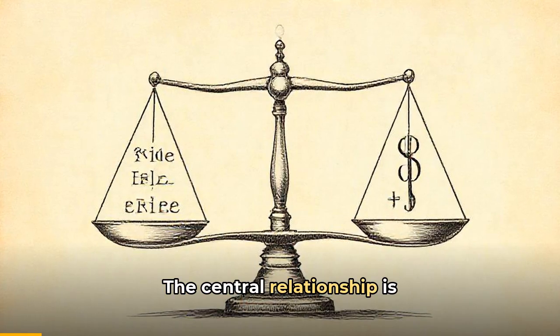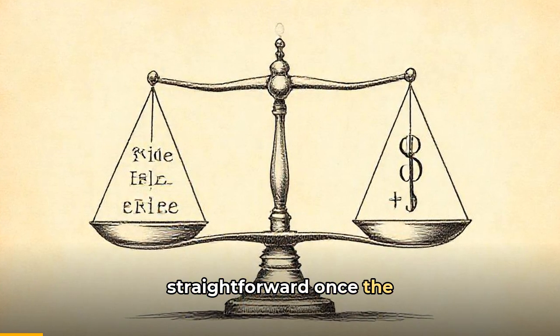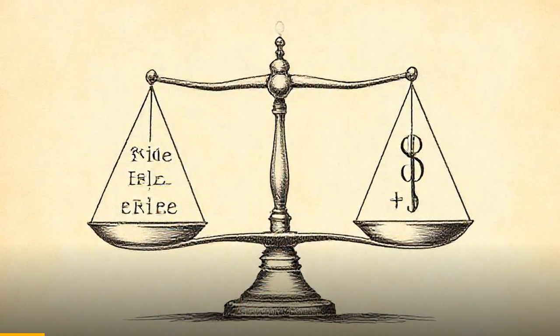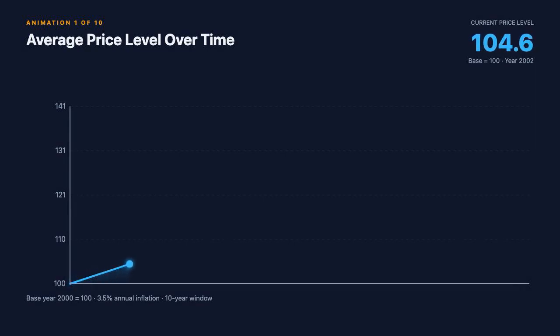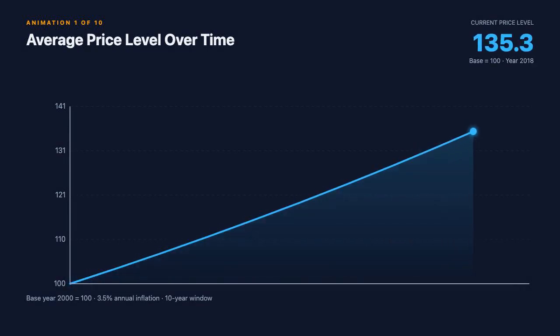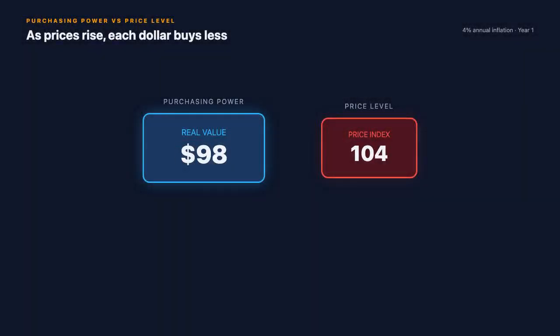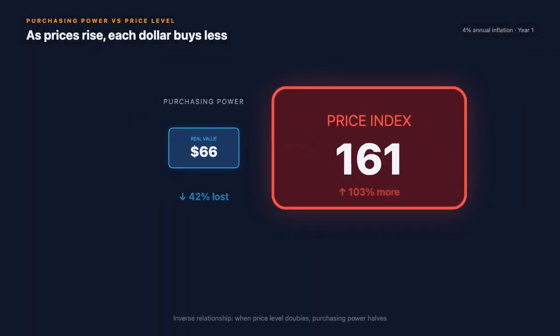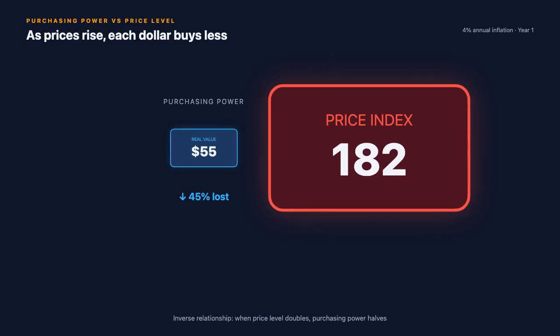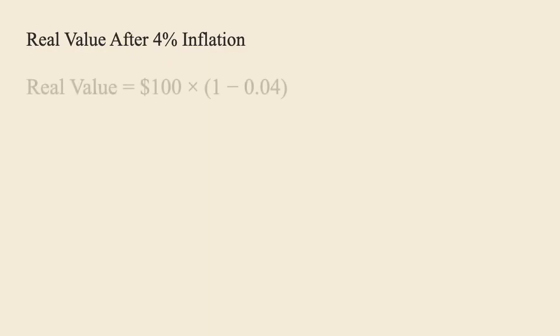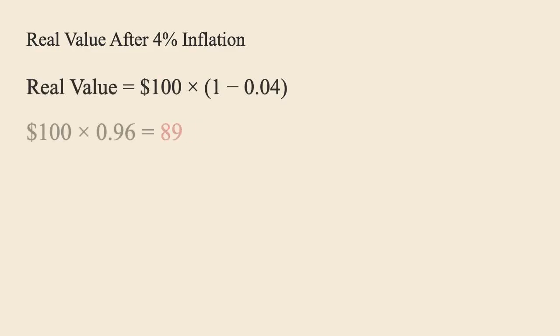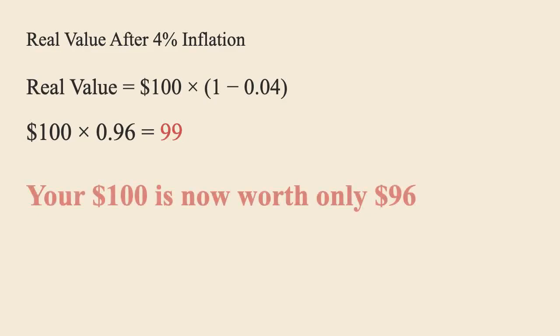The central relationship is straightforward once the quantities are named clearly. Inflation is the rate at which the average price level of goods and services rises over a period of time. When the price level rises, the purchasing power of each unit of currency falls by a corresponding amount. If prices rise by 4% in 1 year, then $100 at the beginning of the year will purchase only what approximately $96 would have purchased 12 months earlier.